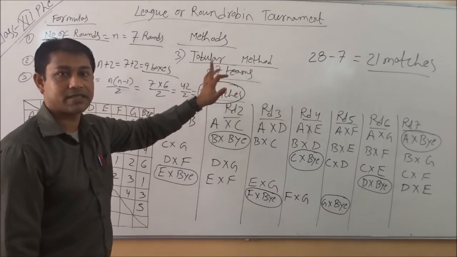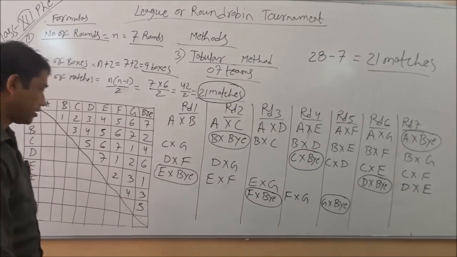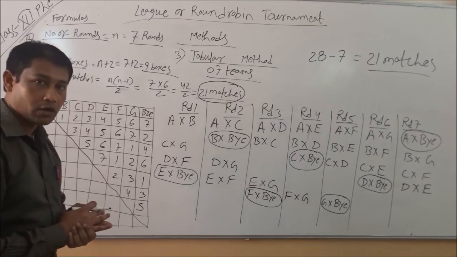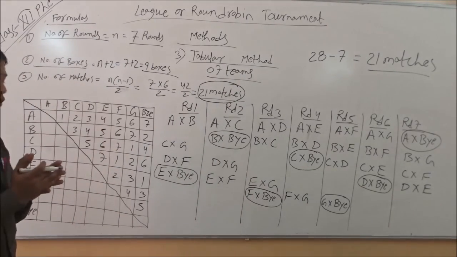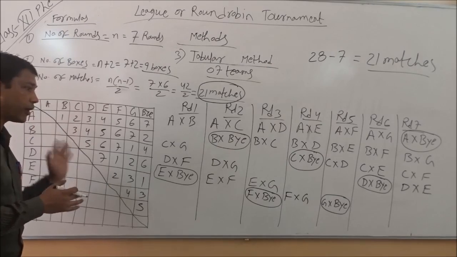7 number of teams, 7 is an odd number. So I hope all of you will understand, and it will be helpful in drawing fixtures.